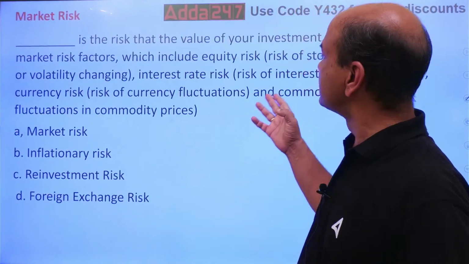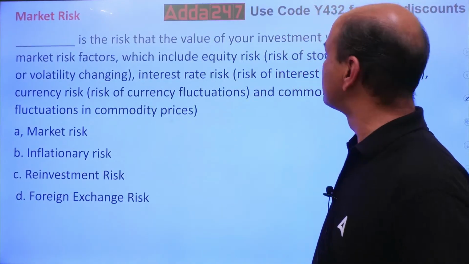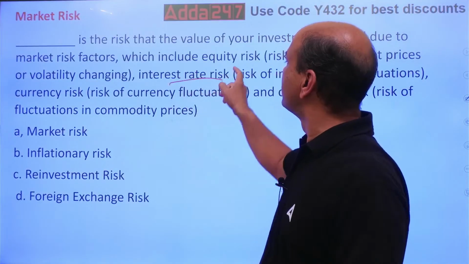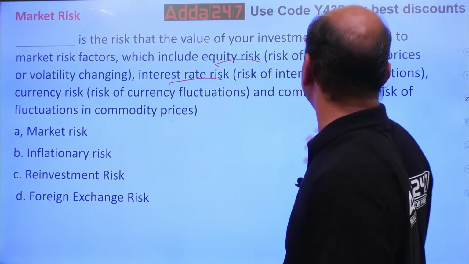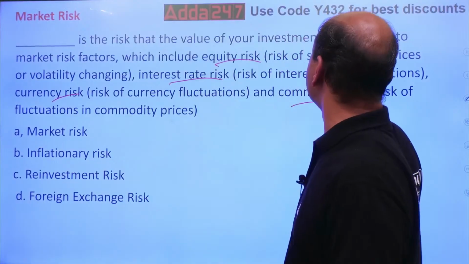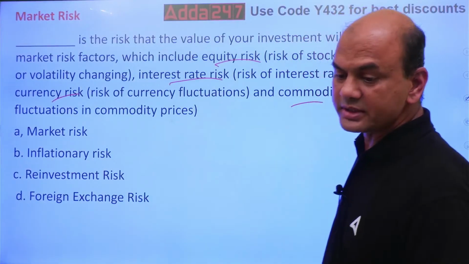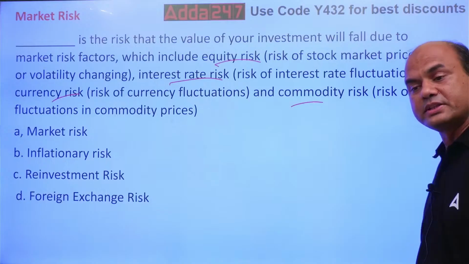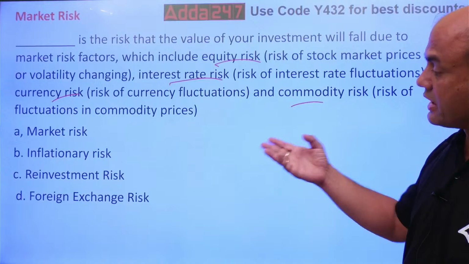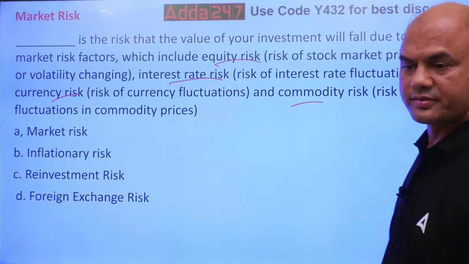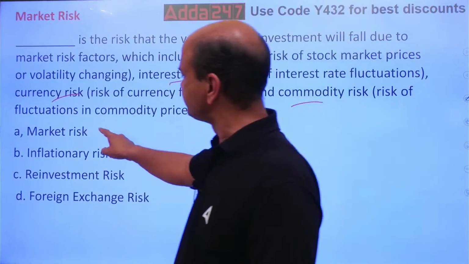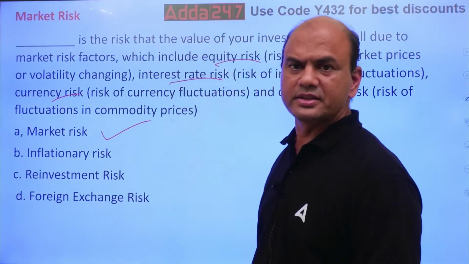Equity risk, stock market is included. Interest rate risk means repo is included over here. Then next one is currency, dollar is included over here. Then commodity means oil is included over here. So everything is included. Which is that risk which includes everything? Is it market, inflationary, reinvestment, or forex, foreign exchange? Simple one, isn't it? It is obviously market risk.